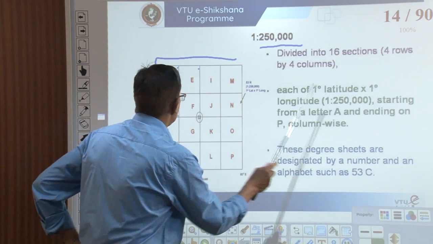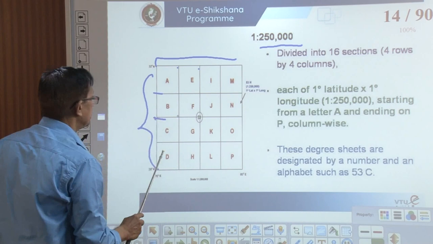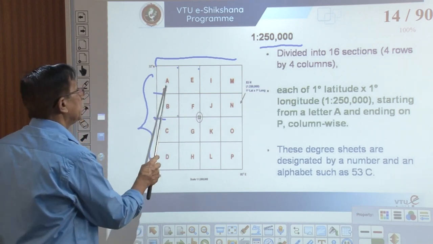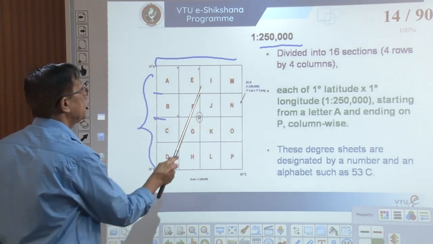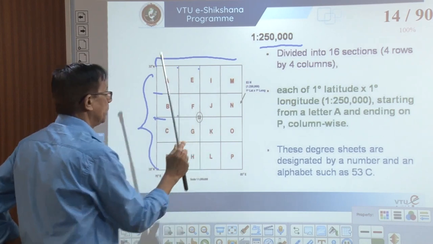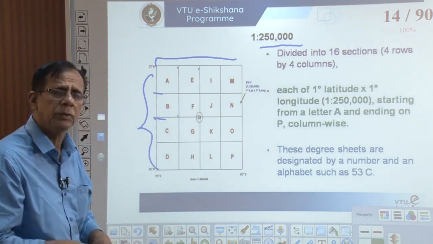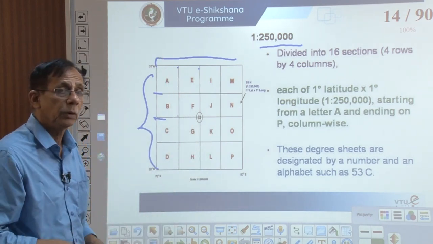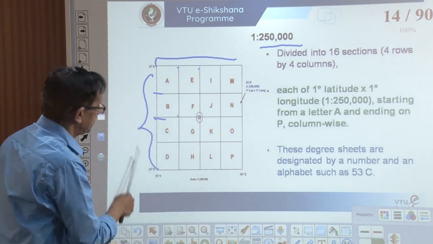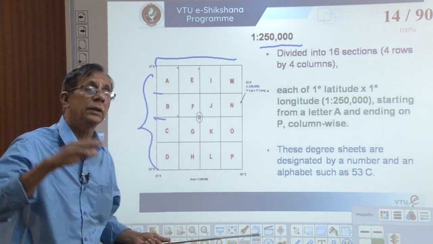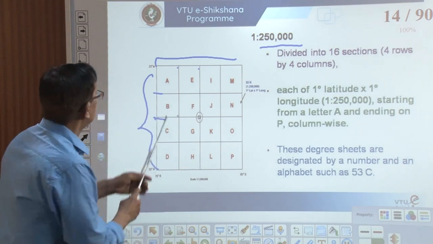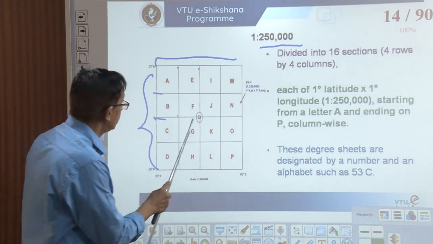Starting from the letter A, here A, B, C, D. So when I say 53 A or 53 M, they will be able to select it easily. This is the numbering system. When I say 53 A, he will select this. 53 K, he will select this.